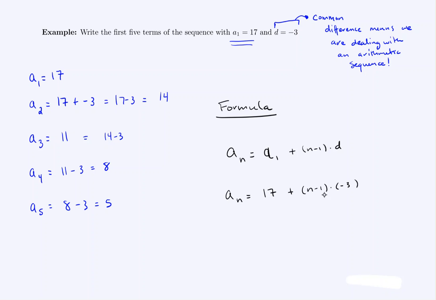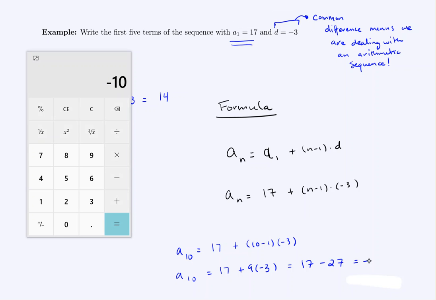And the benefit of having this formula is here we kind of did a recursive approach. We just kept subtracting 3 to get the next term. But now that we have the formula, we could easily find something like a sub 10. It would be 17 plus 10 minus 1 times -3, which would be 17 minus 27, and that would give us the value -10.